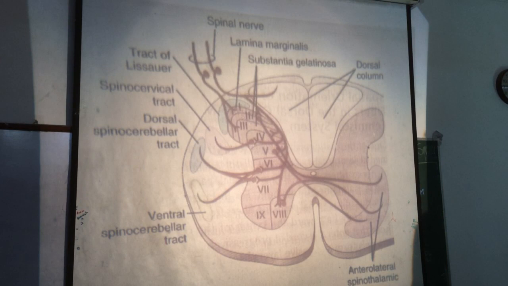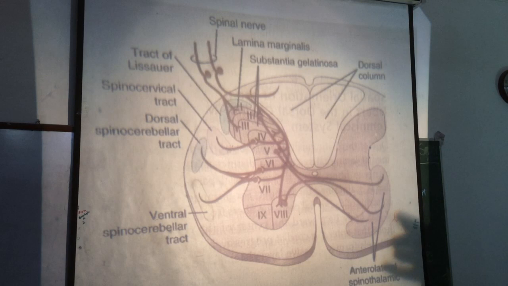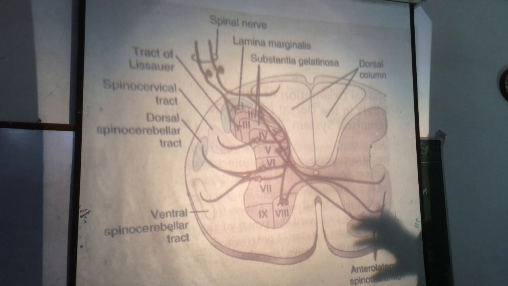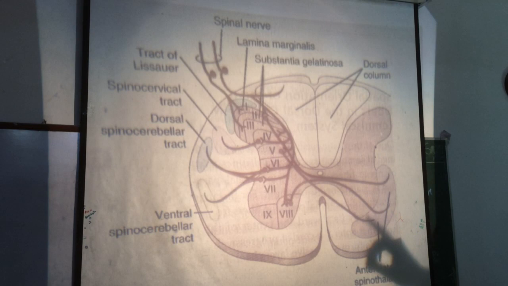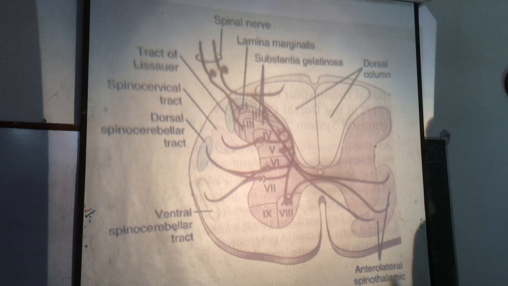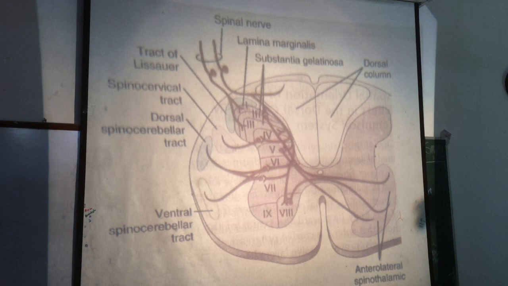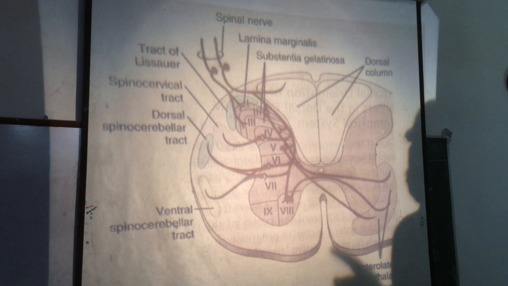In the thalamus, the main tract fibers synapse in the VPL. What is VPL? The ventral posterolateral nucleus of the thalamus. And the nerve fibers from the trigeminal pathway synapse in the VPM, that is, the ventral posteromedial nucleus. Right?